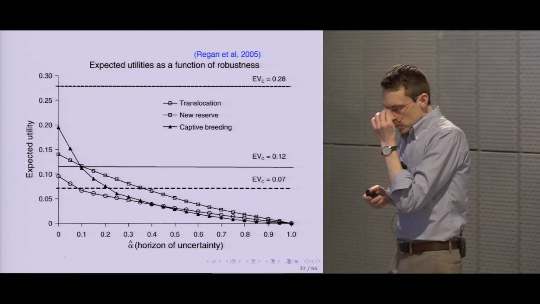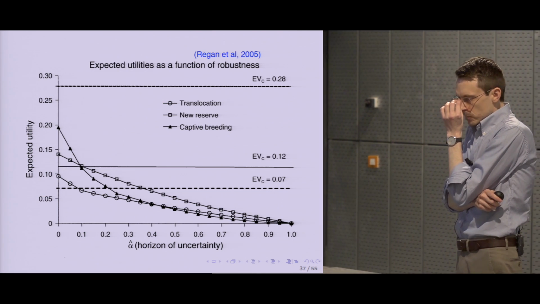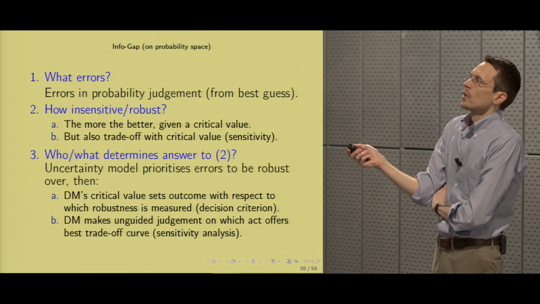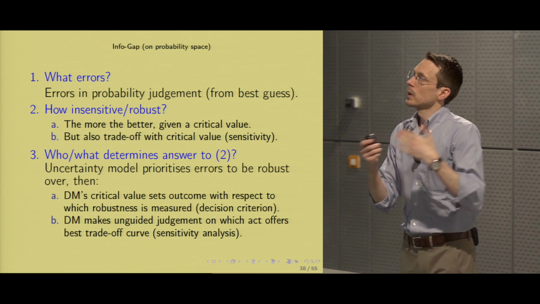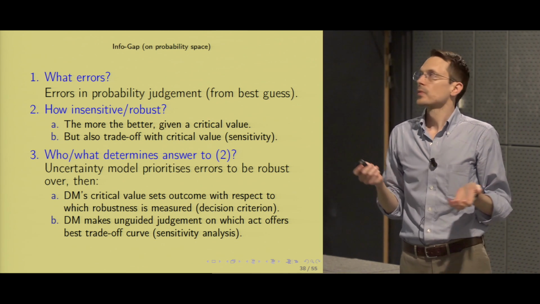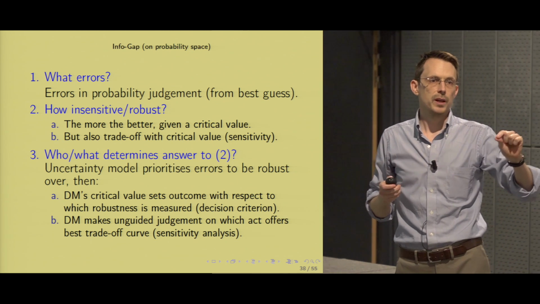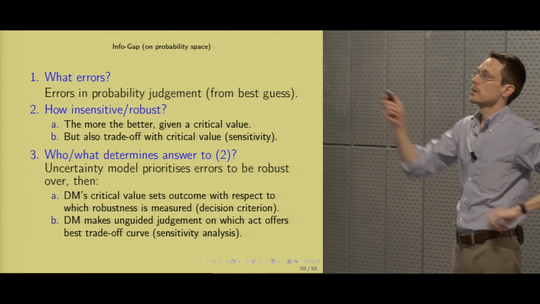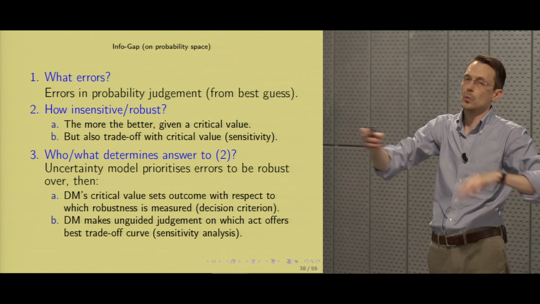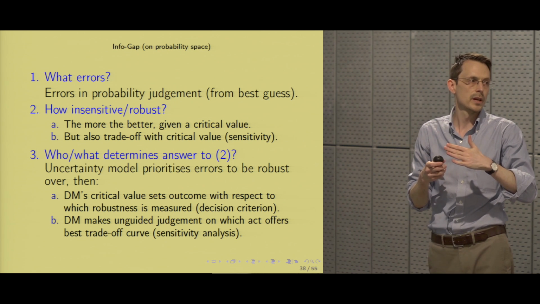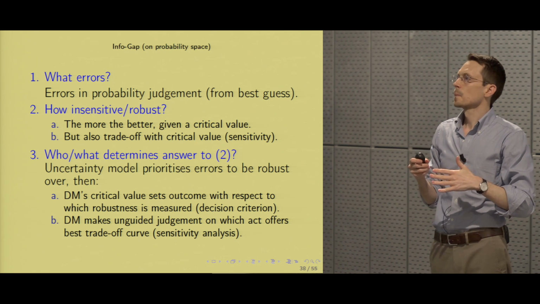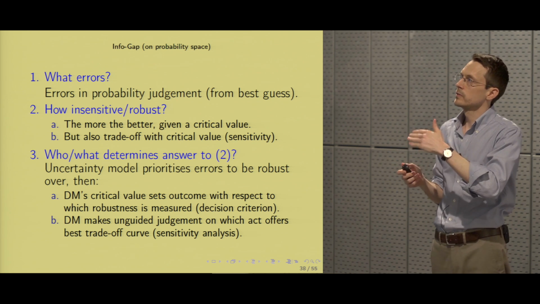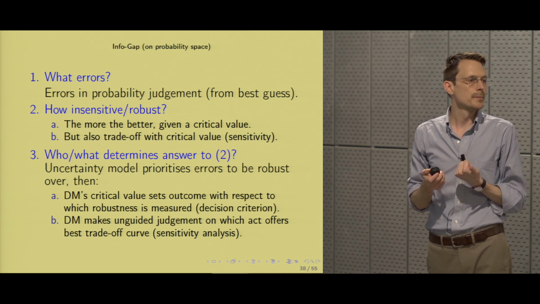Okay, I'm going to stop there on this picture for now. So what errors? Errors in probability judgments in this case, from the best guess represented by a point. How insensitive or robust? Well, point A, if you're talking about what the decision criterion says, it doesn't have a set amount of robustness it wants. It's given the critical value, the more robustness, the better.